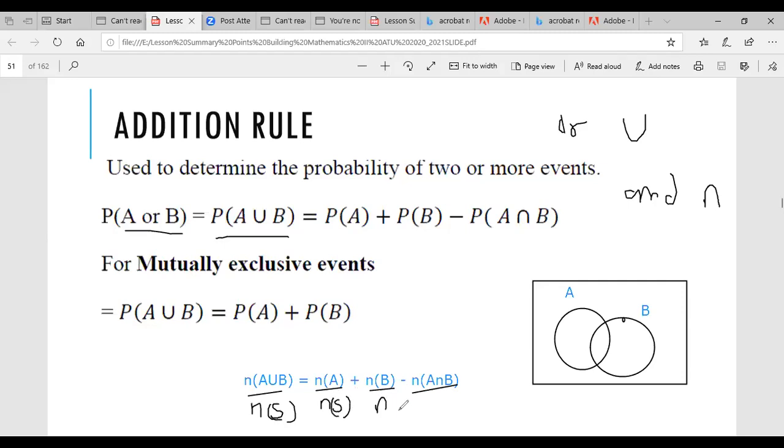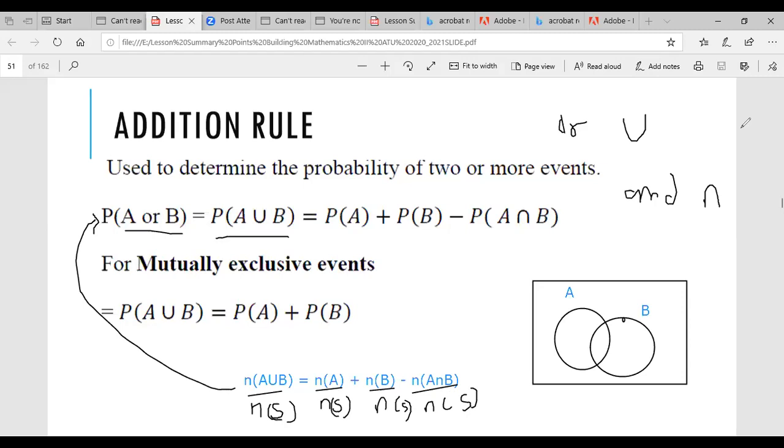This is N of S, right? That gives us this formula we are seeing here, which is what? Probability of A union B is equal to probability of A plus the probability of B minus the probability of A intersection B. Good.